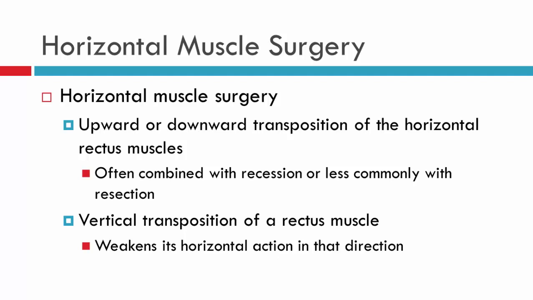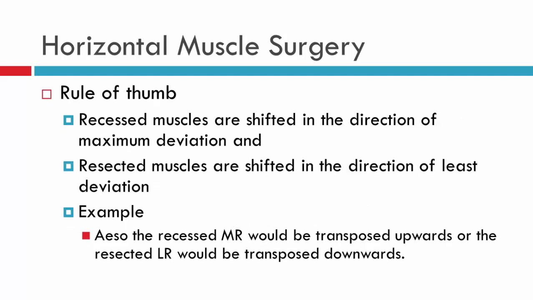Now, the rule of thumb is that the vertical transposition of the rectus muscle weakens its horizontal action in that direction. So if you move the medial rectus, for instance, upwards, you will weaken its action upwards. Okay, so you will weaken adduction in elevation. So generally what will happen is that a recessed muscle, so a horizontal muscle that you're weakening, will also be shifted in the direction of maximum deviation, and a resected muscle, so one that you're strengthening, will be shifted in the direction of least deviation.